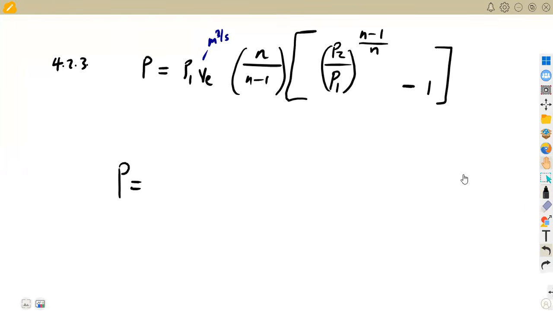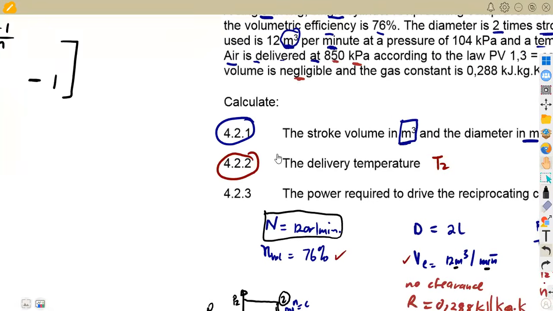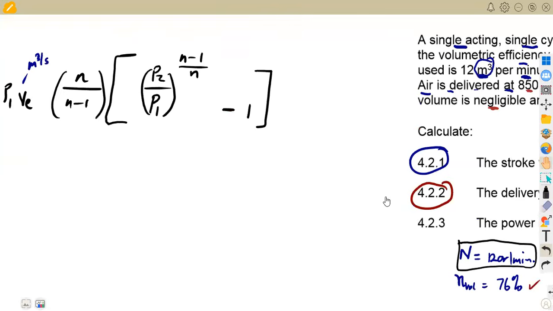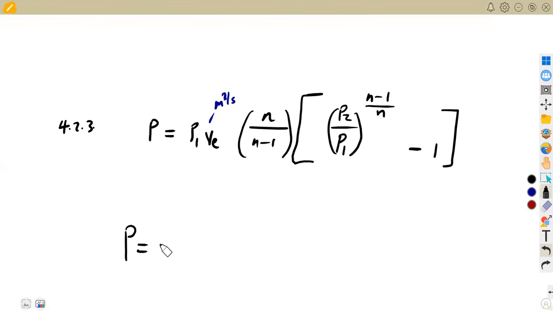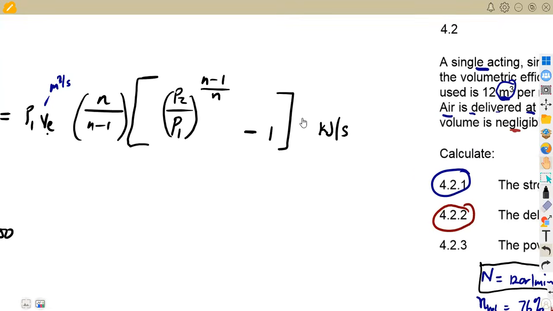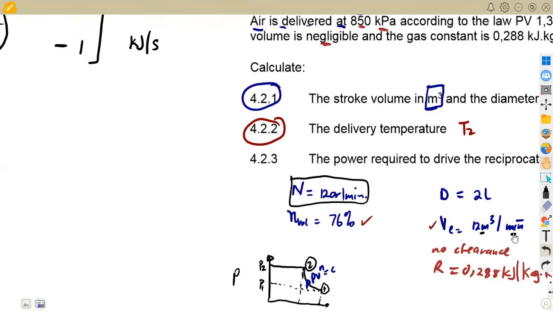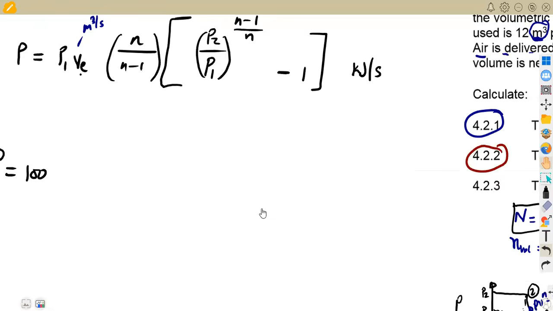In this case, P1, we have got the pressure in kilopascal. This is our pressure here in kilopascal, which is 101. So that is going to be 101 in kilopascal. So meaning to say our answer is supposed to be in kilojoule per second, because we are using this in kilo values. All right, then the effective volume in cubic meters per second. Here we are given this in cubic meters per minute. So we're going to divide by 60 to convert per minute into per second. So it's 12 over 60 in this case.